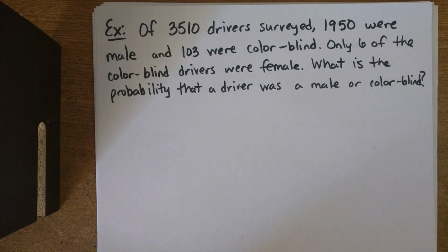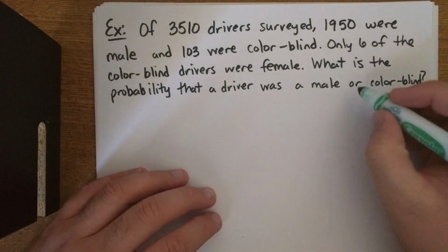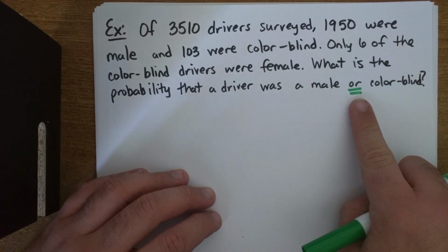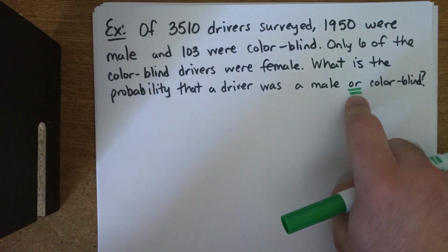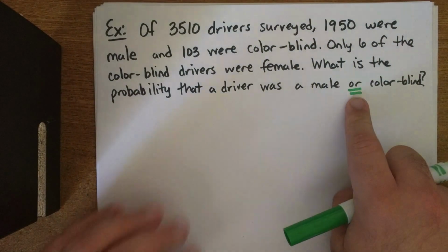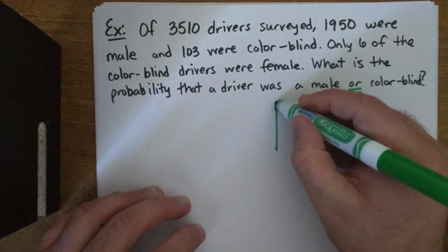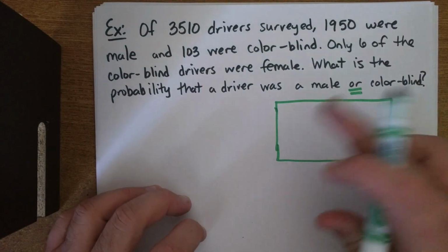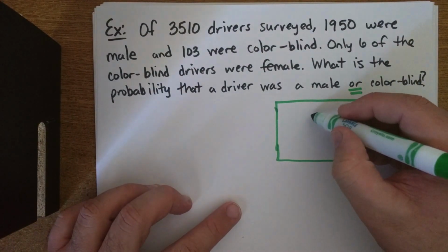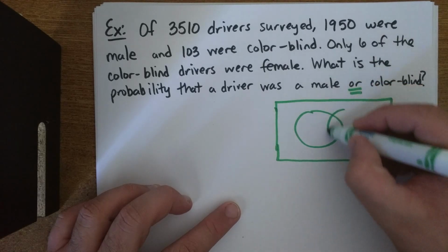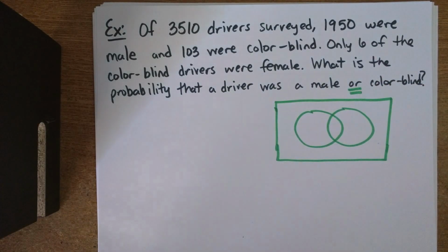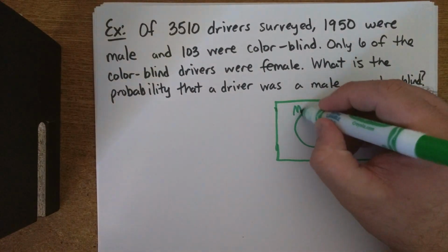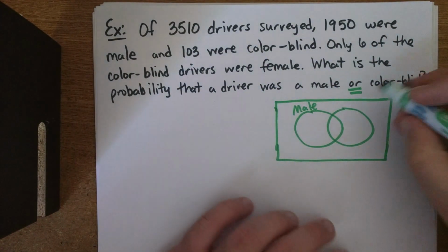So, one way people like to do this is, first off, notice this is an OR problem. That is such a key word to this problem. And so, when you see the word OR, it should prompt you to maybe make a Venn diagram. Doesn't need to be anything too fancy, but we're going to make this a rectangle like before. We'll go ahead and make 2 overlapping circles. Because we're trying to find a probability that the driver was male or colorblind, we're going to label these circles male and colorblind.